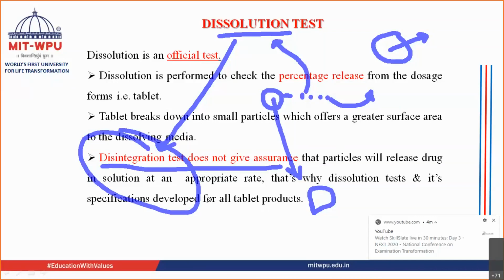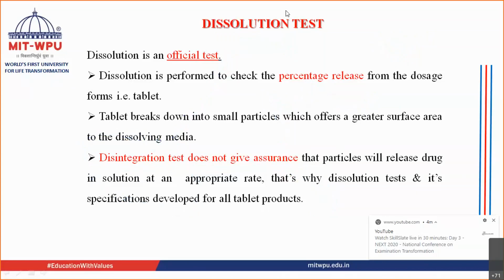Though there is no guarantee, at least आप predict तो कर सकते हैं कि नहीं बाबा disintegration नहीं हो रहा, इसका मतलब dissolution भी तो fail होने वाला है, या फिर अरे disintegration हो रहा है तो no problem, it is going to get dissolved further. That much prediction you can do from the disintegration test. Coming back, the disintegration test doesn't give you an assurance that the particles will release the drug in the solution at an appropriate rate.